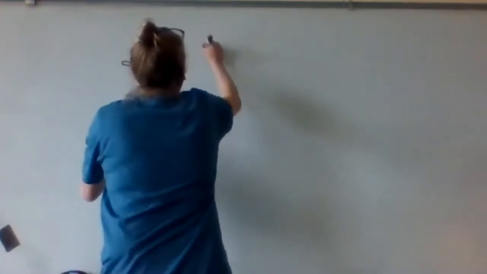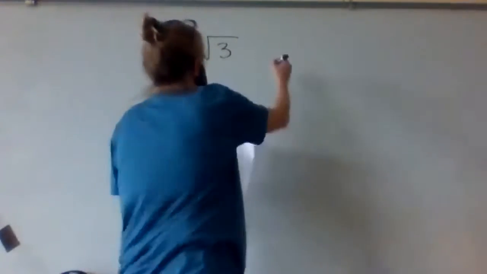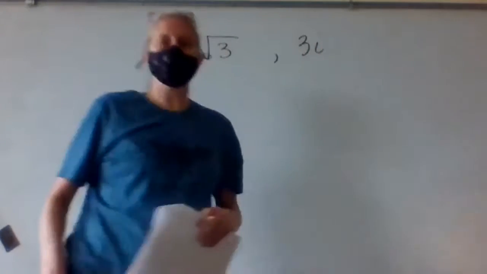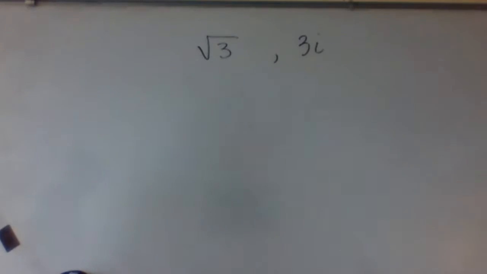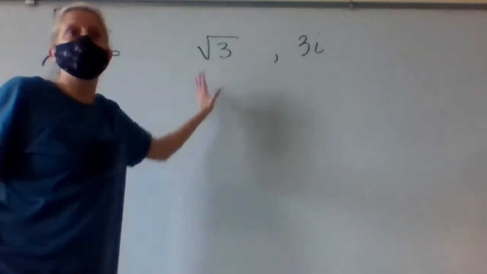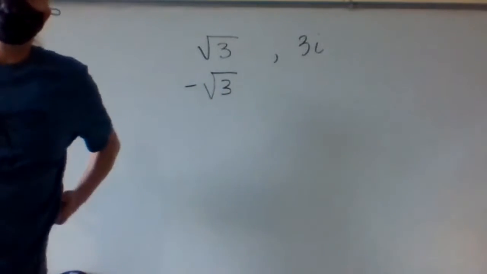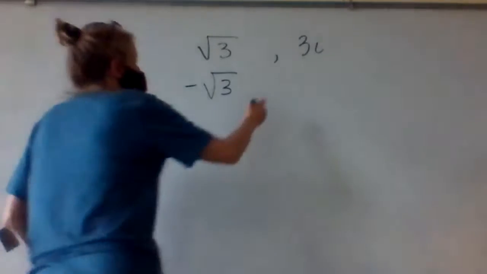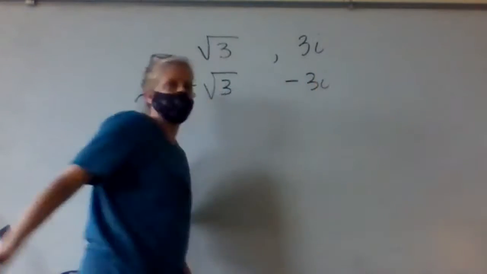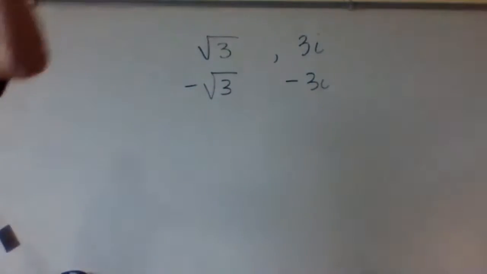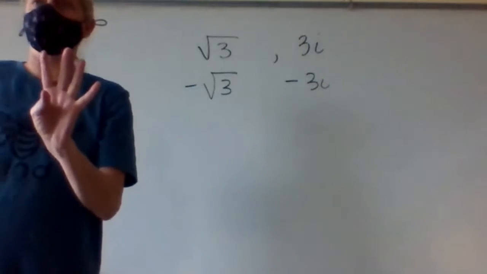It says, find a polynomial function of the lowest degree that has the given numbers as some of its zeros. So let's see, it gives us the zero square root of 3, and it also gives us the zero of 3i. So if the square root of 3 is a zero, then automatically what else is a zero? Negative square root of 3. If 3i is a zero, then negative 3i is also a zero. So we know that there are those 4 zeros.